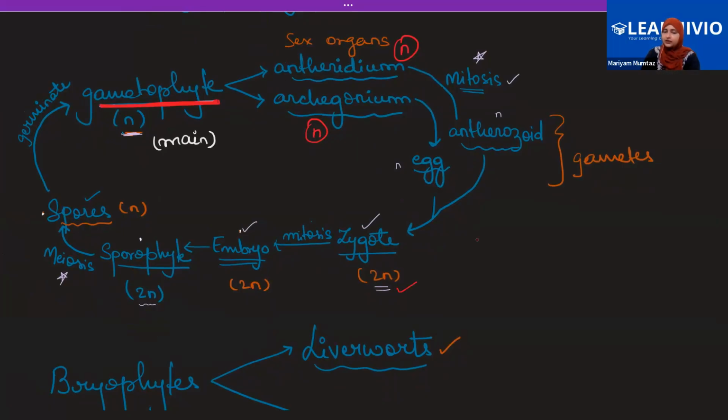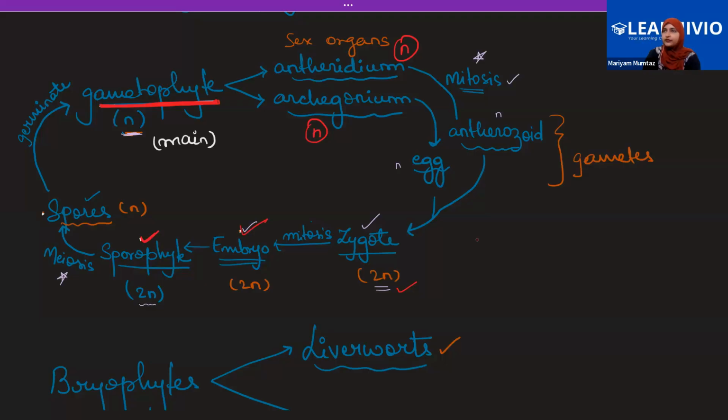Now the zygote, you know that after the zygote is made, the zygote never undergoes meiosis, because we have to make diploid cells only. So now the zygote will also undergo mitosis to make the embryo, right? And after the embryo divides further, it will become the sporophytic plant body, which is diploid.